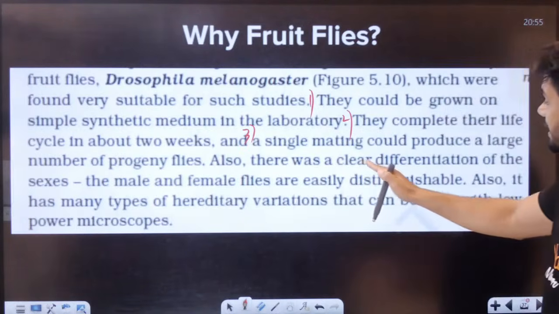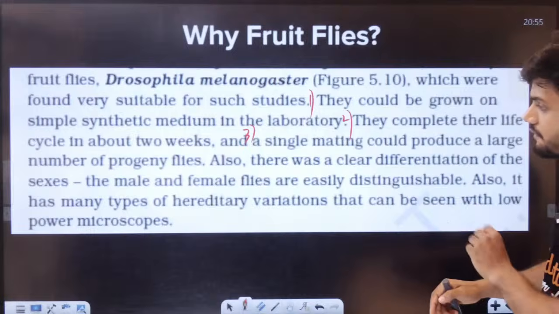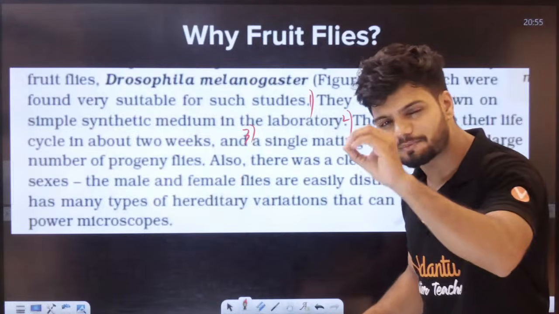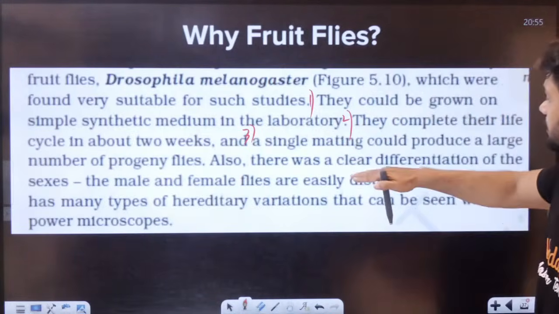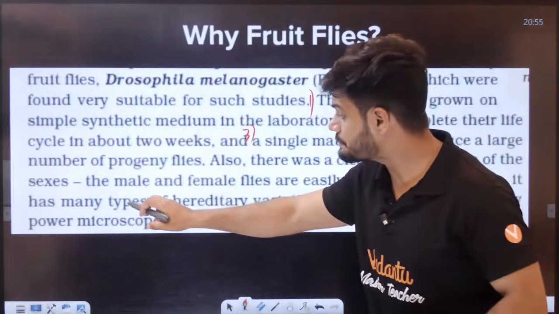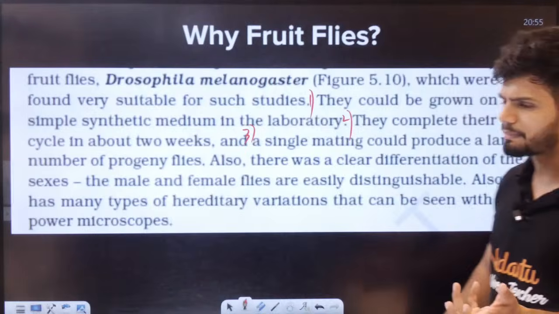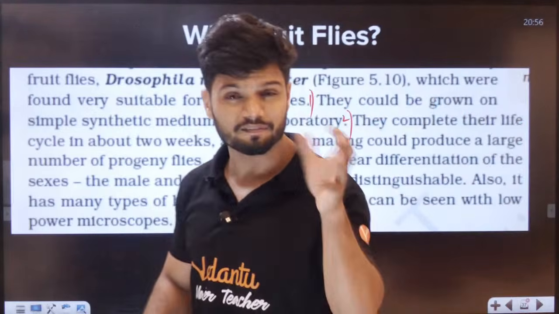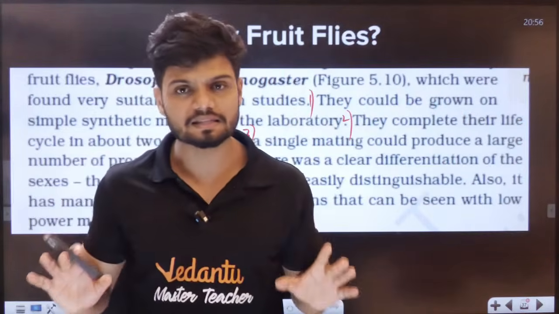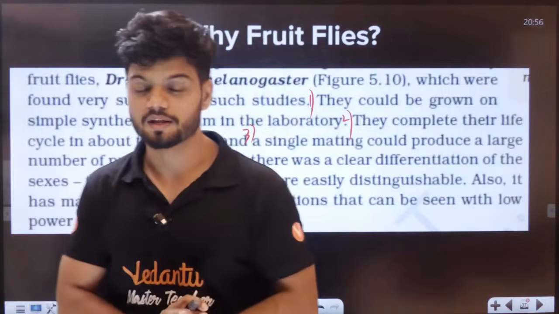There is a clear differentiation of the sexes. Male and female can be seen very easily. Male is small, female is large. It also has many types of hereditary variations that can be seen through a low power microscope: body color, eye color, wing size, everything can be seen very easily. That is why Mendel chose it, students.